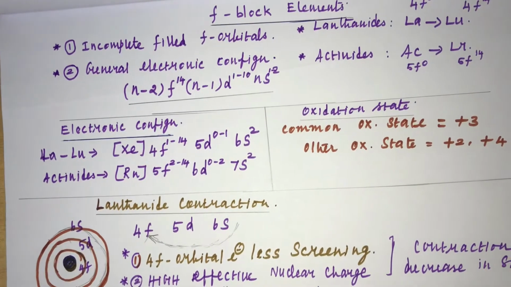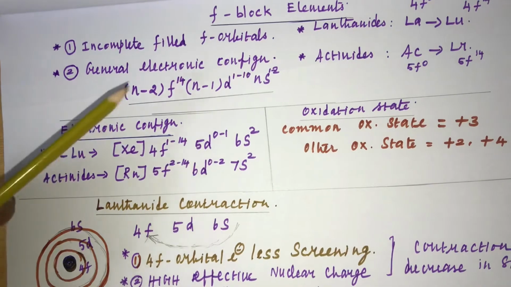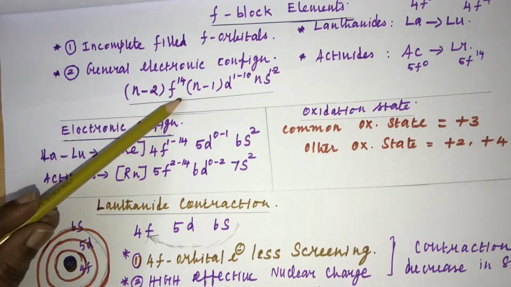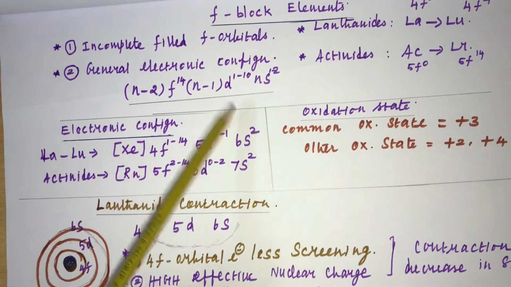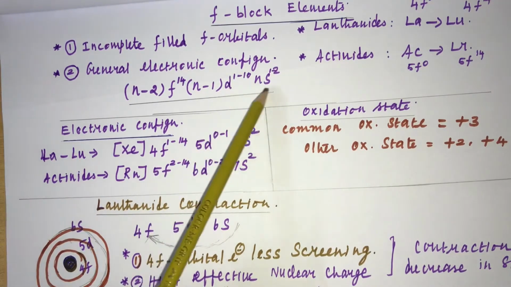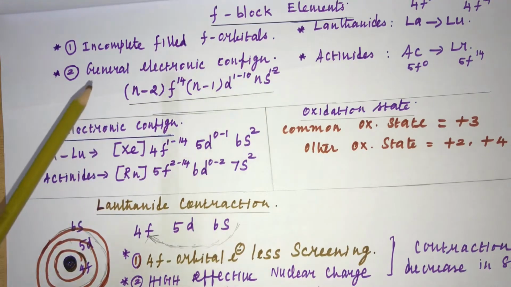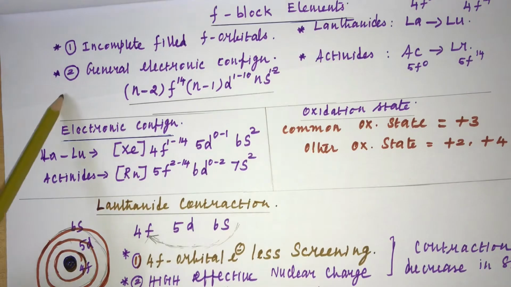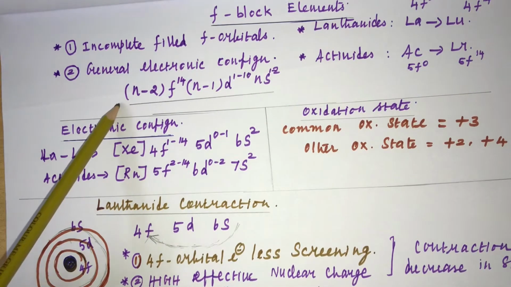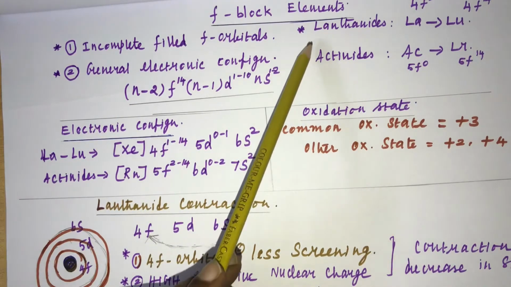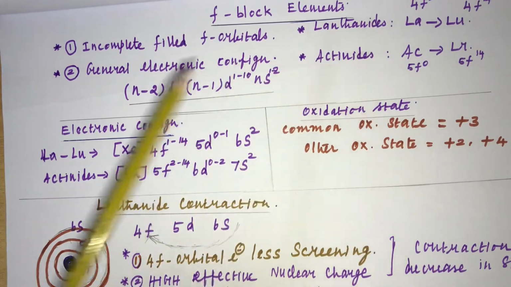Here the general electronic configuration of lanthanides is (n-2)f1-14, (n-1)d0-1, ns2. This is the general electronic configuration of lanthanide F block elements. So what are F block elements, this is the definition. Incompletely filled F orbital, general electronic configuration, lanthanides 4f and actinides 5f.